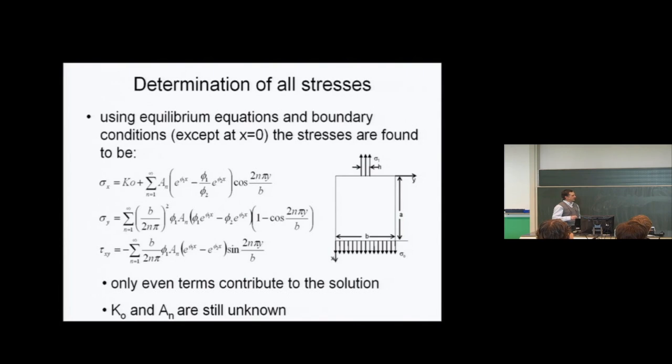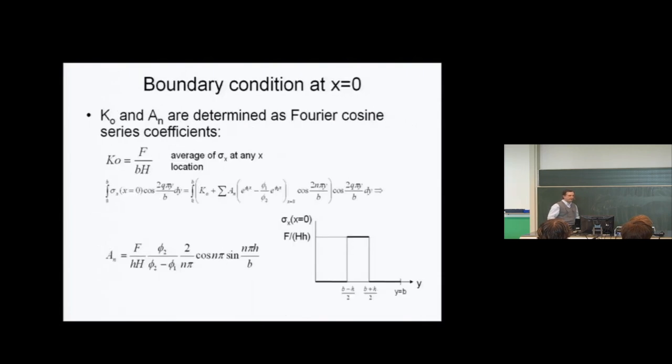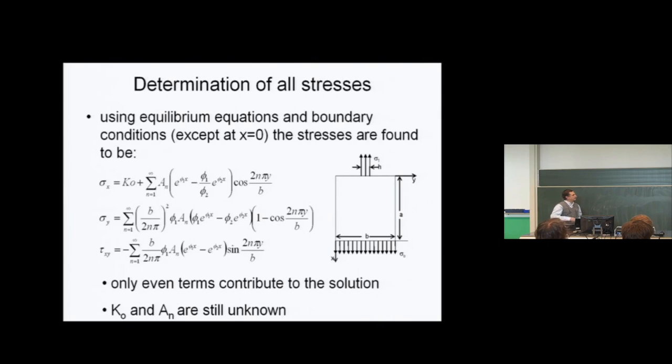If you look at the sigma y on this edge and on this edge, you will see it's 0, and if you check on tau xy on all edges, you will see it's 0. But we had not satisfied the conditions related to sigma x, which would allow us to determine finally k0 and an. And k0, again from Fourier cosine series theory or from simple integration, is the average stress.